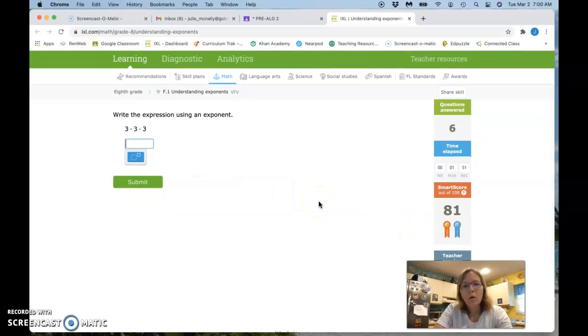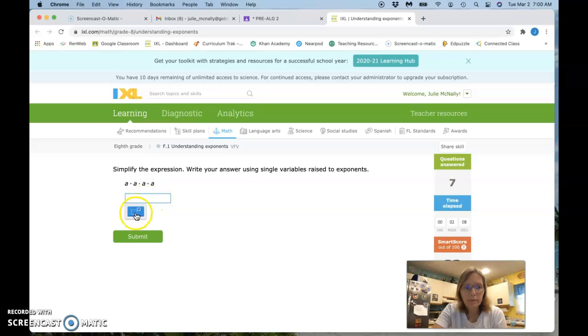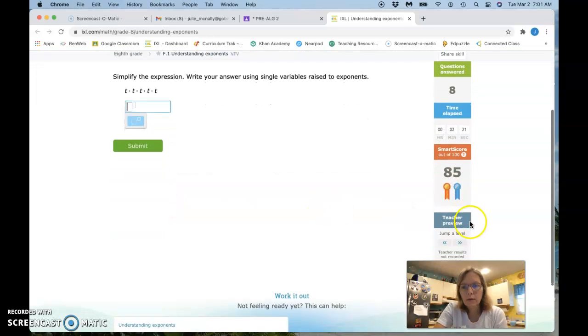Now you're writing the whole thing. So you're going to click this little guy. That will give you the base and the exponent. I see the number 3, so that's the base. How many 3's do I see? I see 3 3's. So that one had the same base and exponent. For this one, I see the letter A. And how many do I see? I see 4 A's. Okay, so I think you get the idea of that.